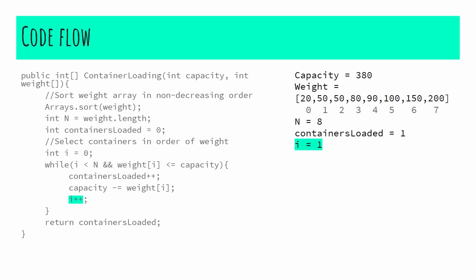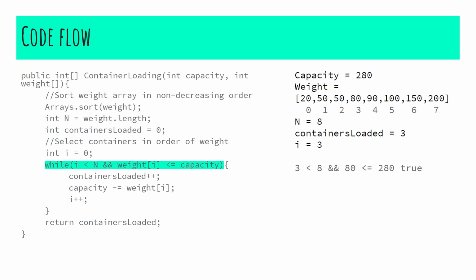We increment our i value here. Again, we check the condition and move on to containers loaded. We increment it, and again we have to reduce the capacity. This time it's going to be 50. So 380, the previous value, minus 50 will give us 330. And then we'll increment the value of i. Once again, the statement is true. Therefore, the value of containers is incremented and the capacity is further reduced to 280 now.